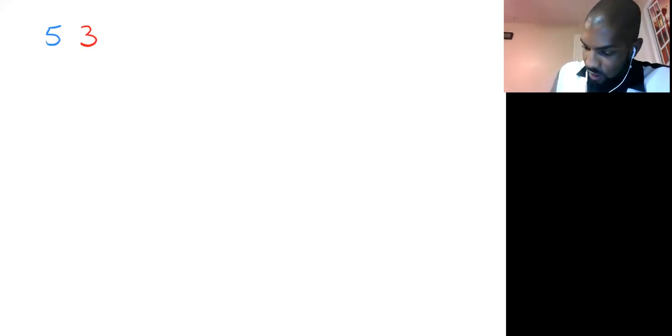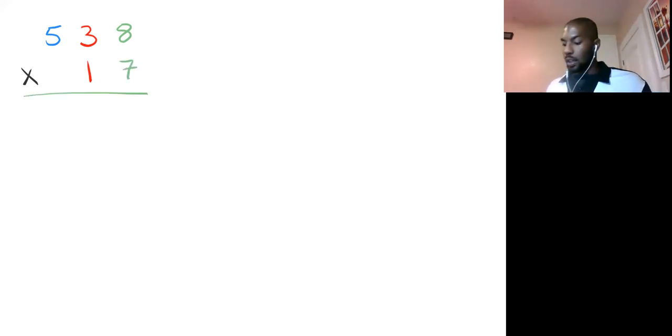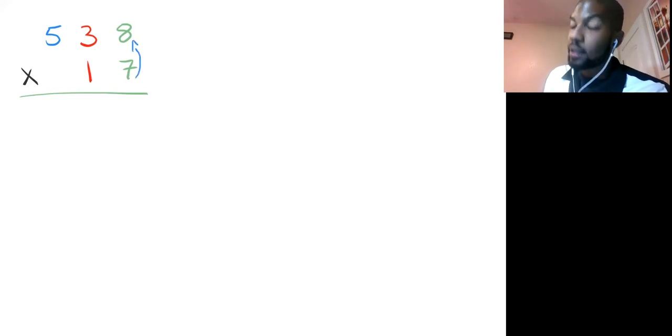538, I'll use this color, times 17. All right, if we're using stacking, here's how it's going to go. We start at the end. We go 7 times 8. 7 times 8 is 56.